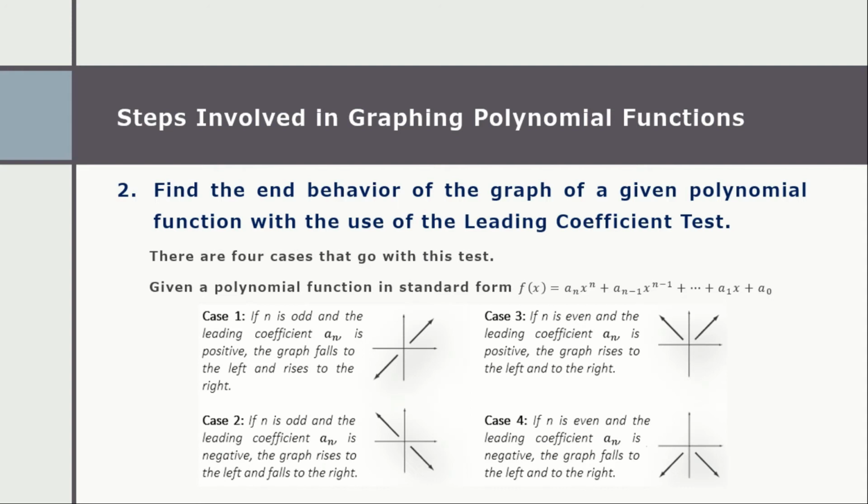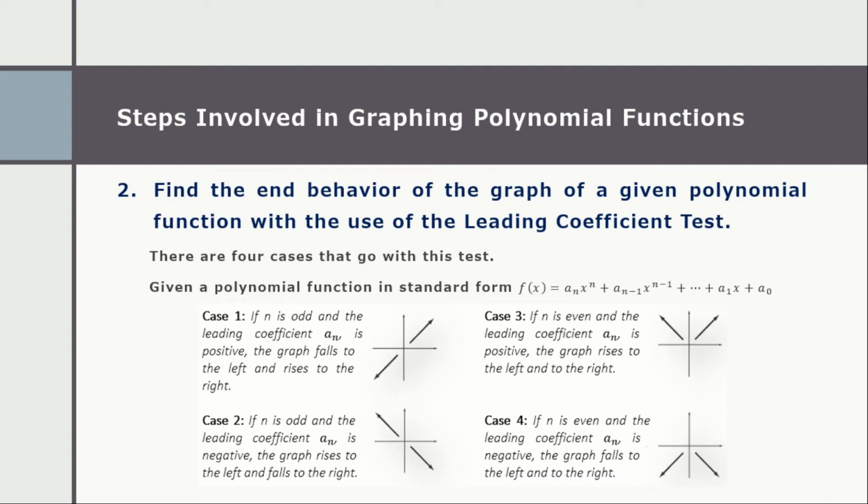So for case number 1, if n is odd and the leading coefficient a sub n is positive, the graph falls to the left and rises to the right. For case number 2, if the value of n is odd and the leading coefficient a sub n is negative, the graph rises to the left and falls to the right.